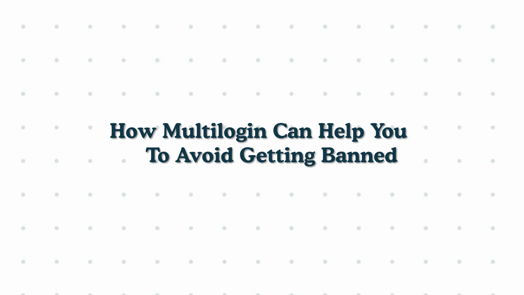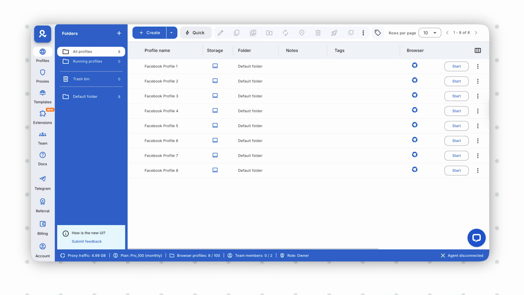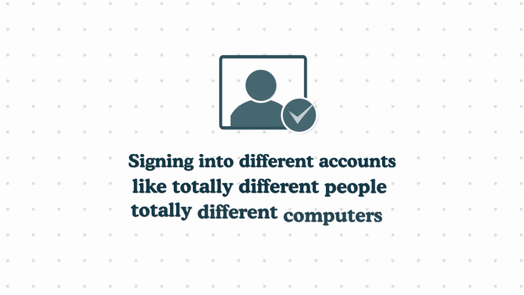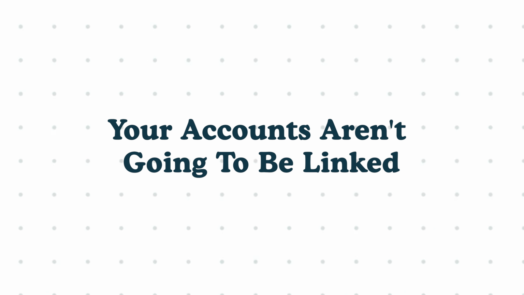So how can Multilogin help you to avoid getting banned? In simple terms, Multilogin allows you to create different browser profiles, and each one looks like a different computer. Actually, each one of them is going to be a different computer in the eyes of Facebook and similar platforms. In this way, by using Multilogin, you would be signing into your different accounts like totally different people, totally different computers. So your accounts aren't going to be linked.